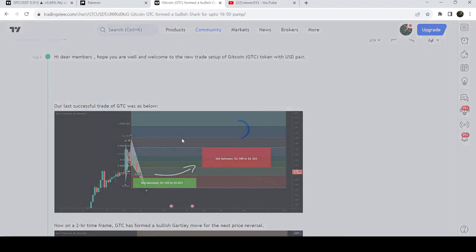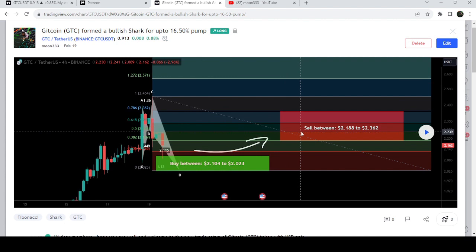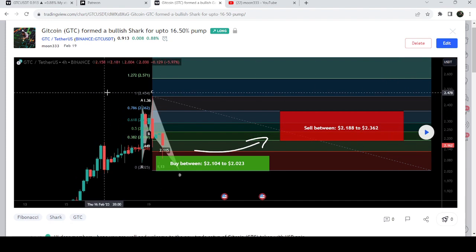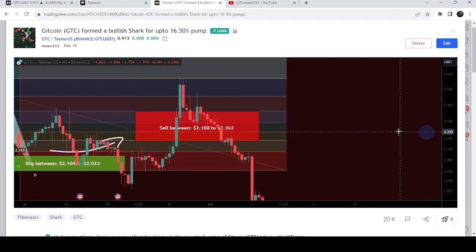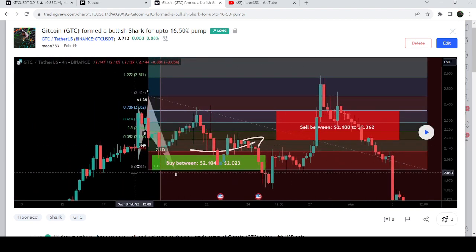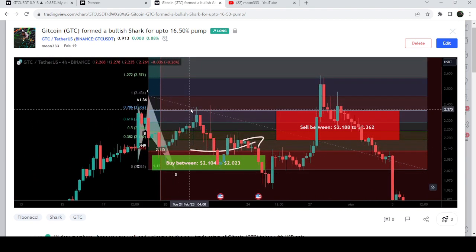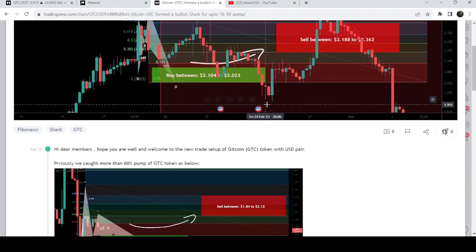And before that, I shared this harmonic bullish reversal shark pattern that was formed on a 4-hour time frame chart with US dollar pair. And I shared this idea on 19th of Feb 2023. After playing this chart, you can see that the price started another very nice reversal and reached the sell target line here. And this was almost 14% pump on this 4-hour time frame chart.